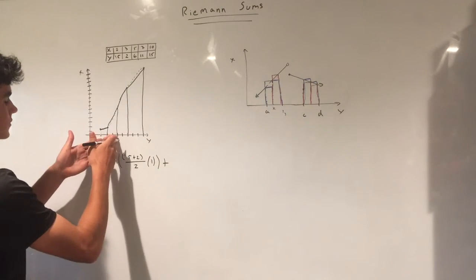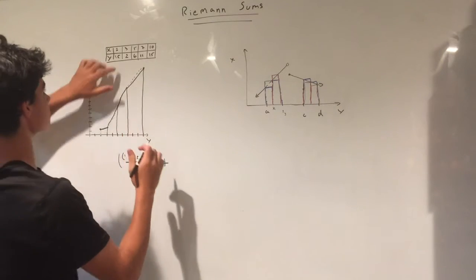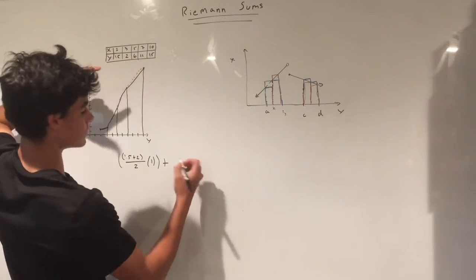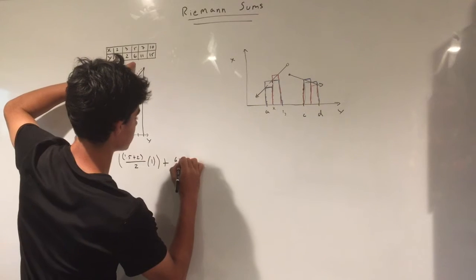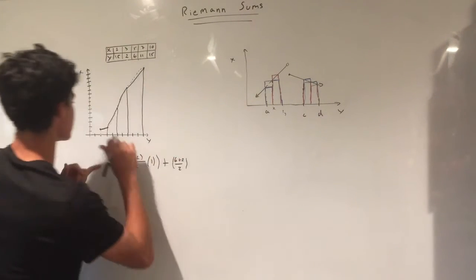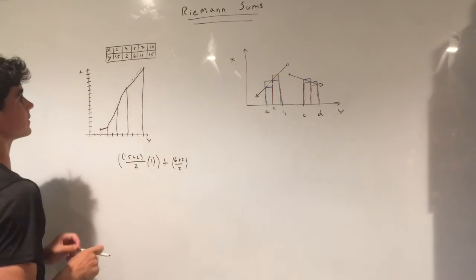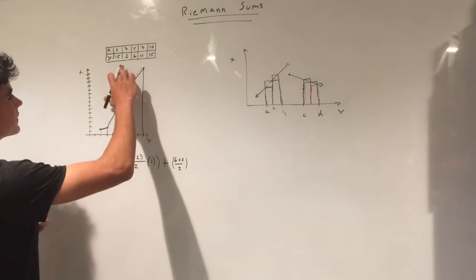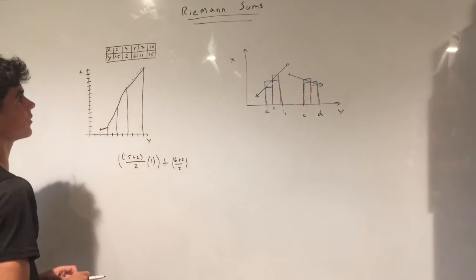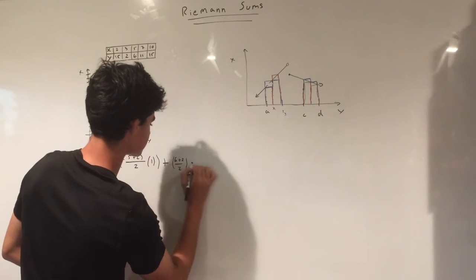Plus this trapezoid, this trapezoid, and this trapezoid, which I'll calculate right here. So using the same logic, 6 plus 2 over 2 would be our average, right? That base, and then we multiply by the difference in x. So that would be 5 minus 3 is 2.